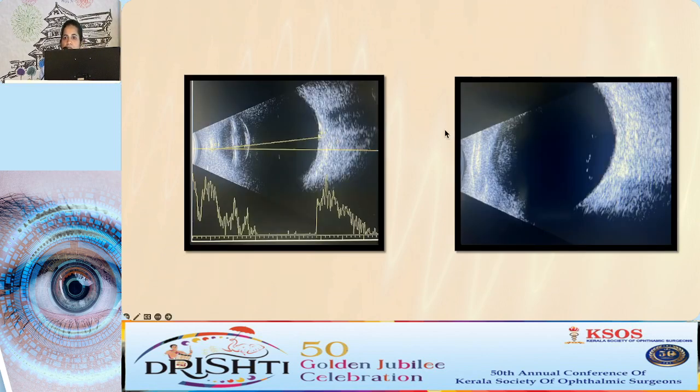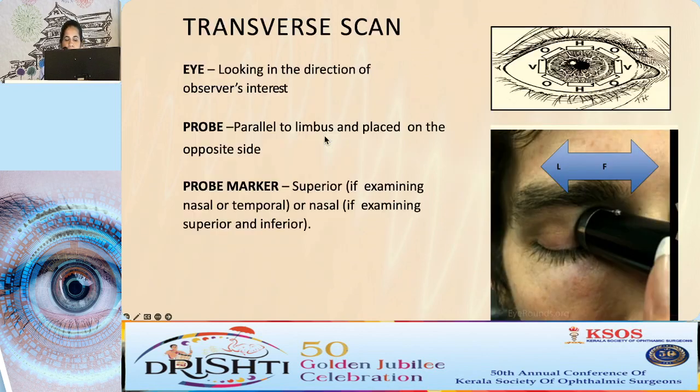So when we are given a chart like this and you are asked which scan that is, the scan which has the optic nerve, macula, and lens will be the axial scan. This question is usually asked in the exams.